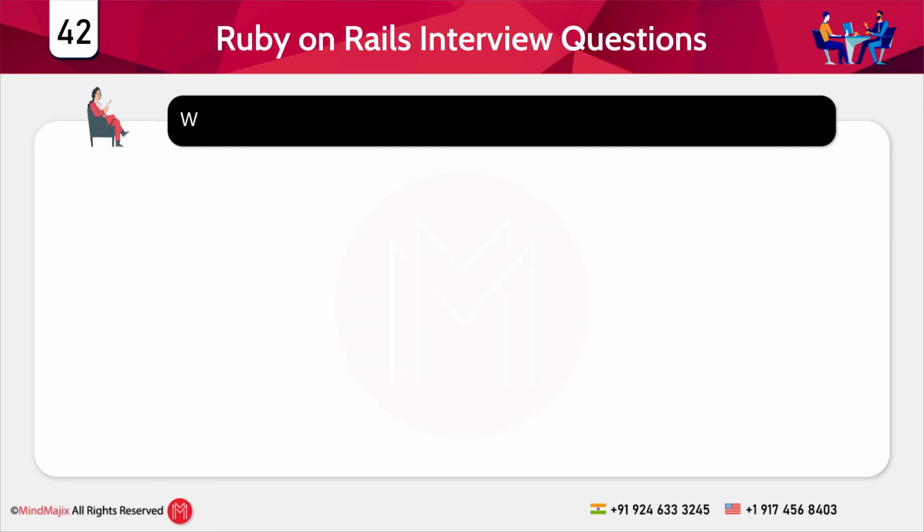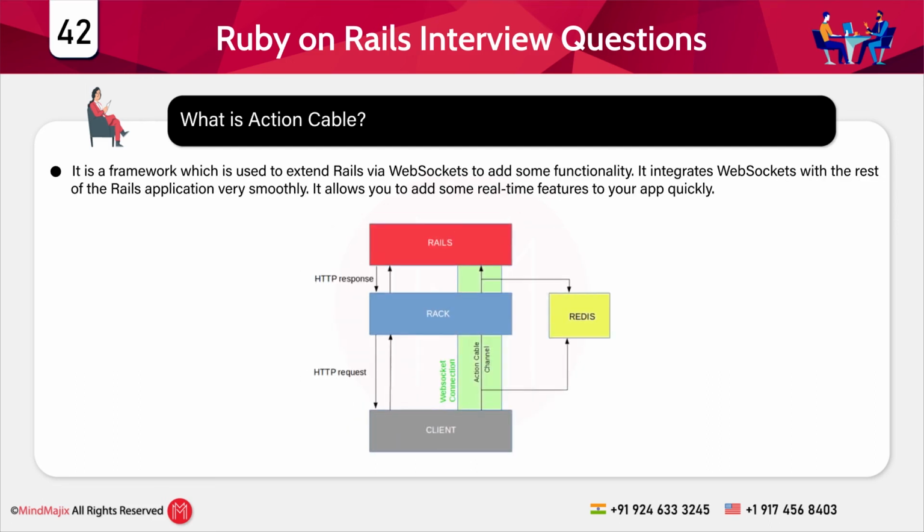Next question, what is Action Cable? It is a framework which is used to extend Rails via WebSockets to add some functionalities. It integrates WebSockets with the rest of the Rails application very smoothly. It allows you to add some real-time features to your app quickly.